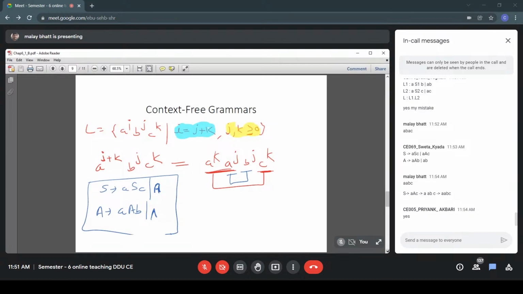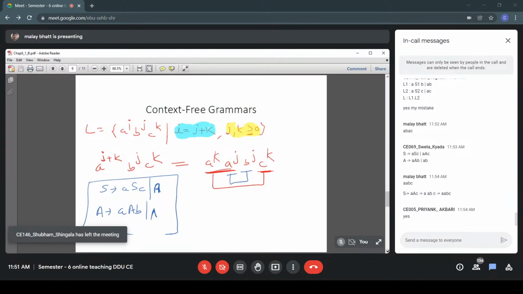Right here, the condition is slightly different. You can see I have mentioned J and K greater than or equal to 0 instead of 1. So you can see a slight difference: I is equal to J plus K. So we are substituting the value of I, J plus K. So we are getting two groups as we have discussed, A raised to K, C raised to K, and inside that, we are getting another group, A raised to J, B raised to J.